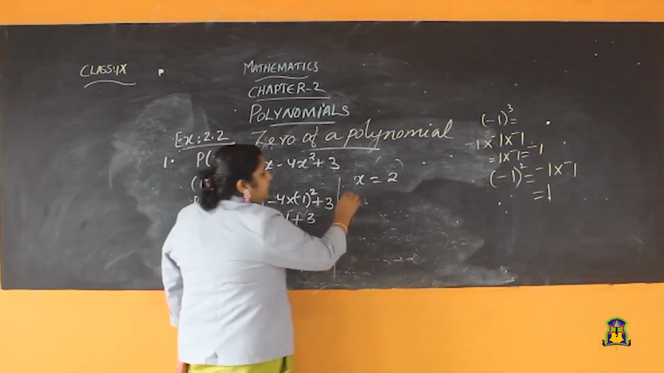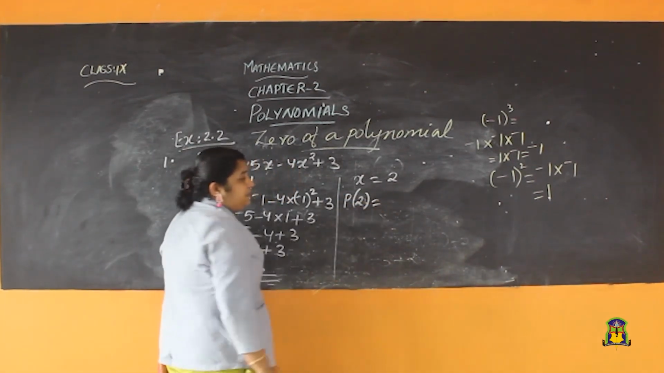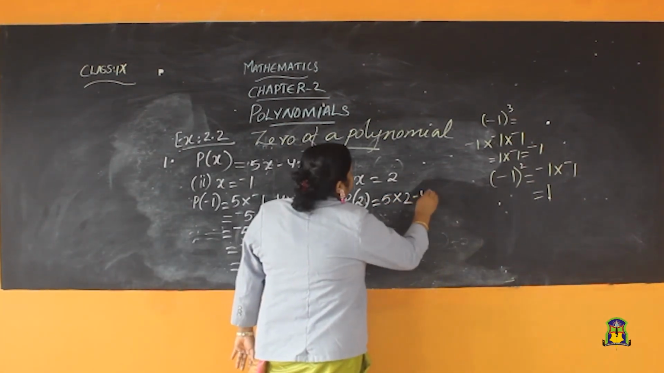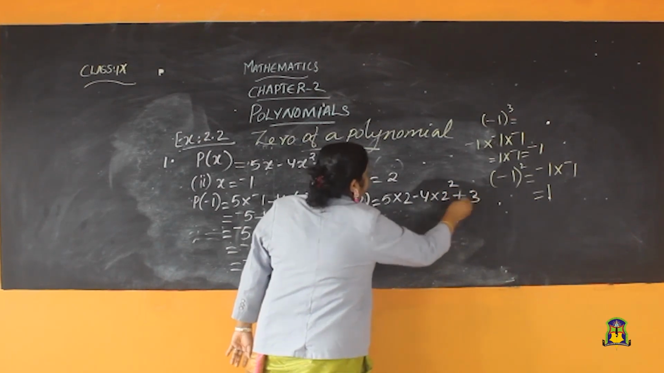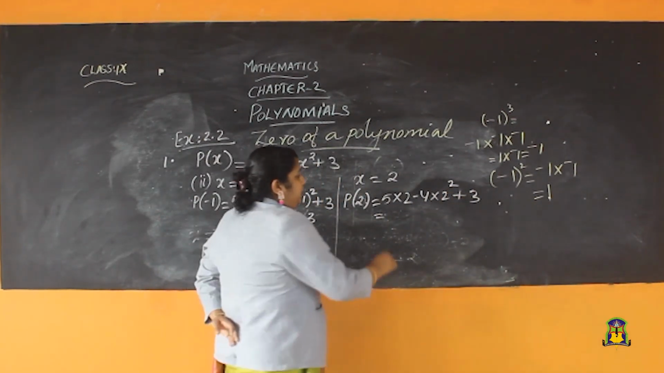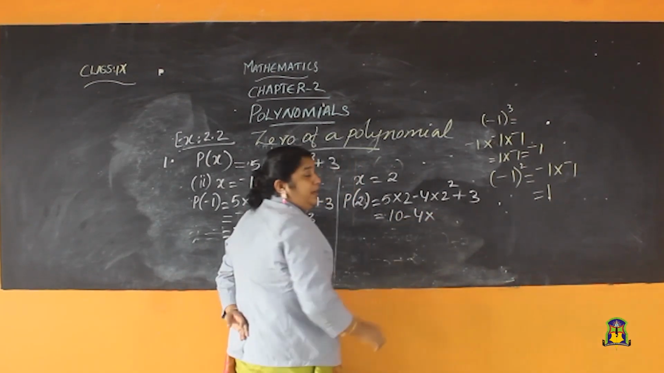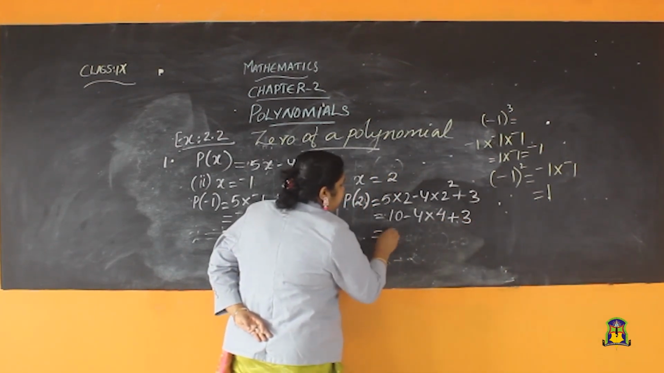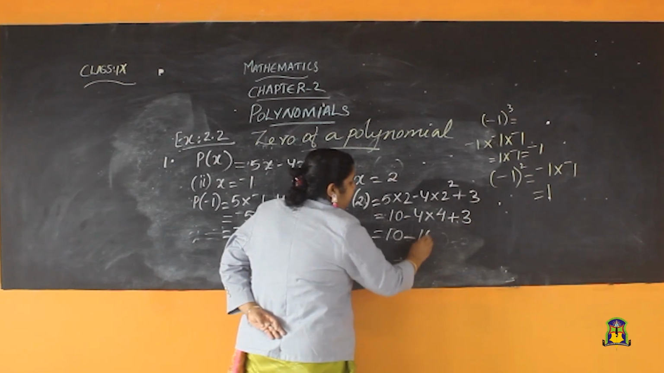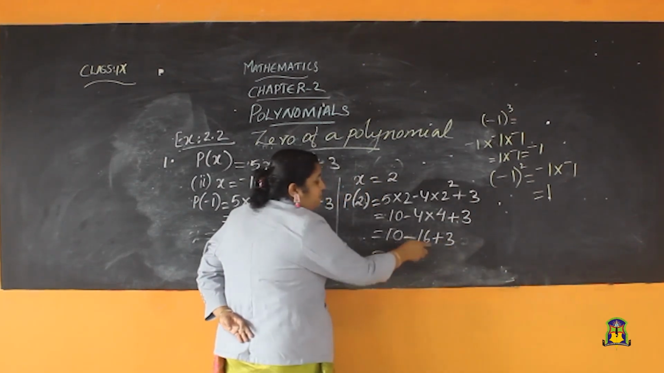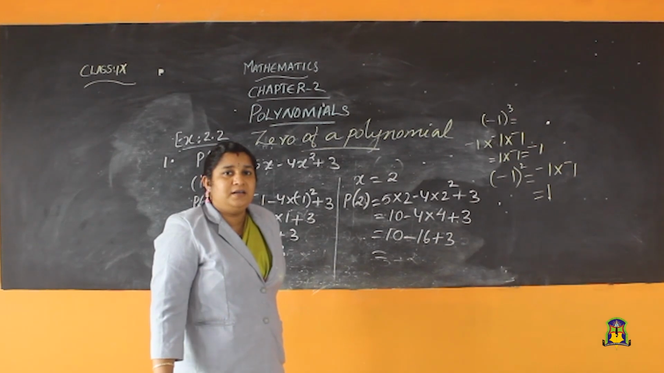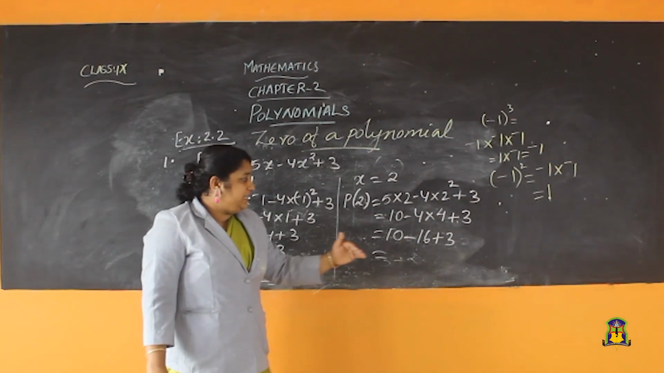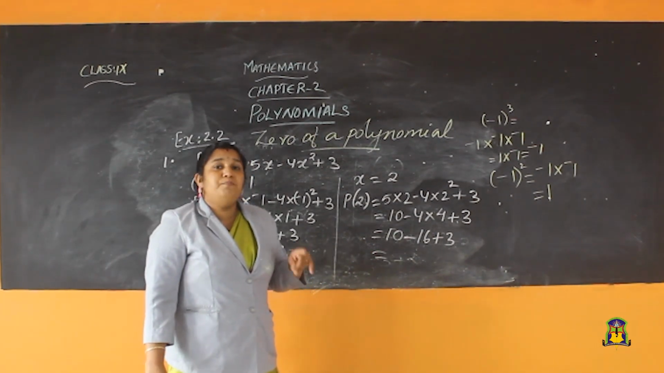Minus 6. Next here I want to do p of 2, that means wherever x is there we want to apply 2. So, 5 into 2 minus 4 into 2 square plus 3. What is 5 into 2? 10, minus 4 into what is 2 square? 2 square is 4, plus 3. So, 10 minus 4 fours are 16, plus 3, that is 10 minus 16. What is 10 minus 16? 10 has the sign plus and 16 has the sign minus. So, subtract: 16 minus 10, 6 you will get, and put the biggest number's sign.